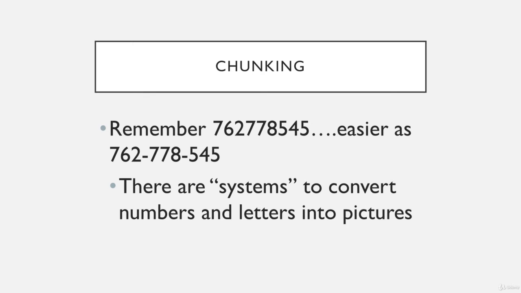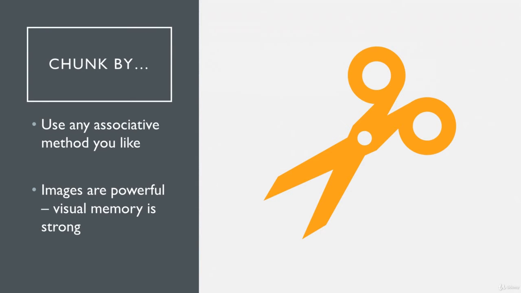So when you're chunking information, you can use any associative method if you like. You're just associating one item in the group you have to memorize with others, and there are lots of different ways to do that. But what you do want to do, if you can, is use images, because we know that for most people, the visual memory, the ability to retain pictures and stories, something highly visualized, is better. You'll remember better in pictures than otherwise.